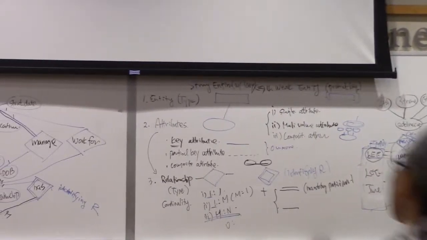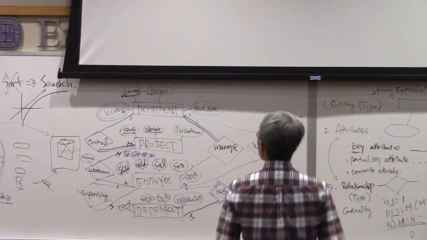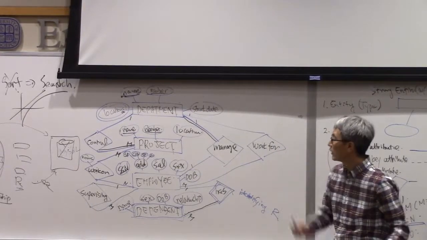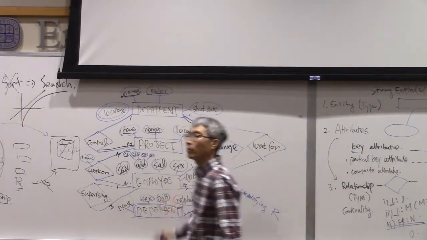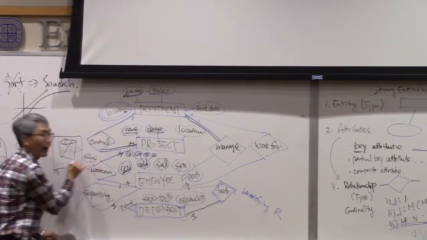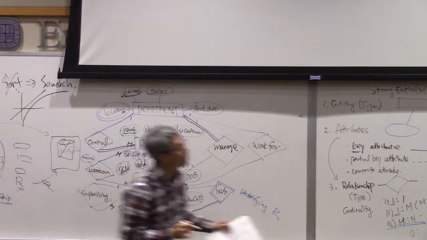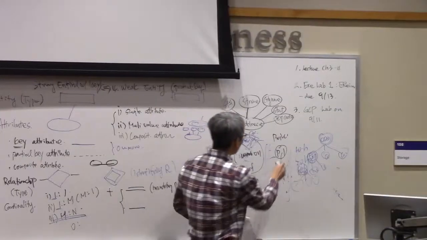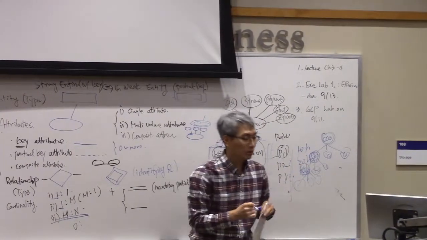Derived attributes. For example, it's not mentioned here: for each employee, how many hours do they work? You need the sum of hours, right? For example, Lee works how many hours? 10, 20, 30 hours per week.